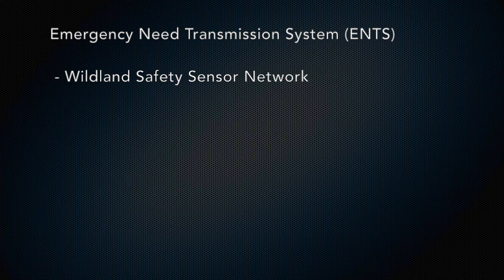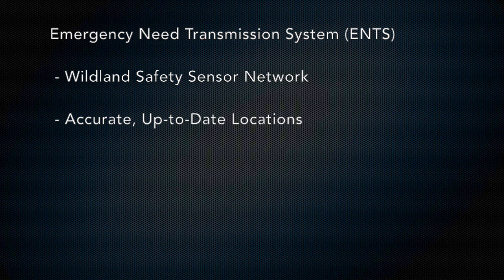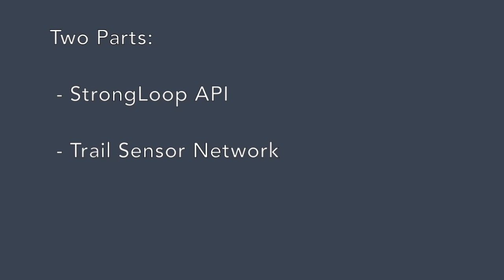The Emergency Need Transmission System is a wildland safety sensor network which provides accurate, up-to-date locations for first responders, which allows for a narrowed search area for at-risk or lost hikers. The ENTS network consists of two pieces, a Strongloop API and a trail sensor network. The Strongloop API has two models, a location and a user, and the trail sensor network has a head and a node.